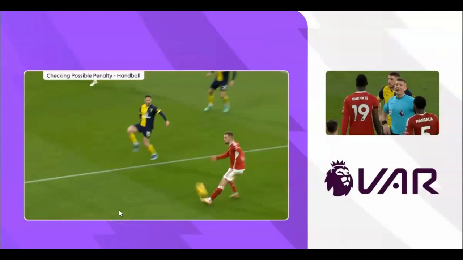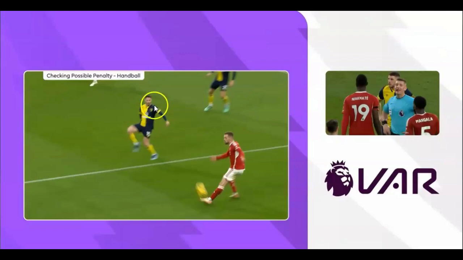I meant VAR decision, not goal. Now here's the problem. Is his arm in an unnatural position? Yeah, but I don't really care. Remember my criteria of breaking down what is a handball in the box. Does it change the trajectory of the ball in any sufficient way? Does it? And if your hands are down by your sides or whatever, we don't care.